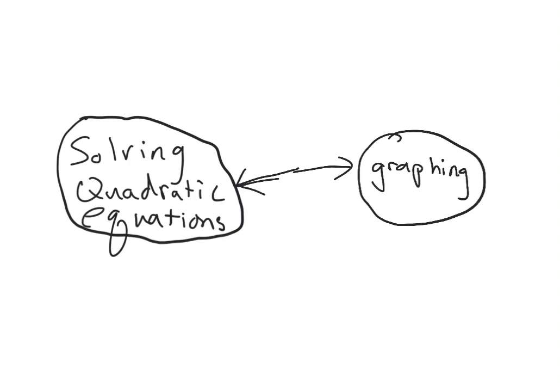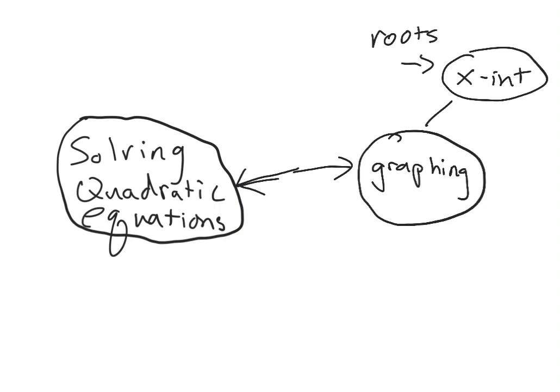So in particular, what we're looking for when we're solving quadratic equations is generally we've been using this to find the x-intercepts, which we also called roots or zeros.